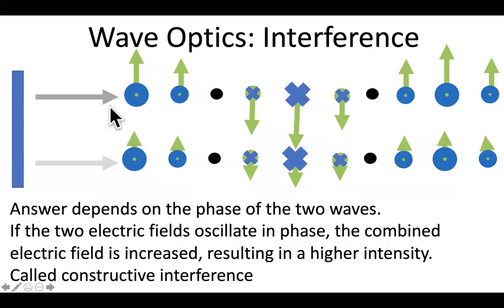Now, if the waves are like I drew them here, where everywhere this one points up, this one points up, and everywhere where this one points down, this one points down, then these two waves add together. The total electric field is the sum of the two electric fields, and you get a bigger electric field, you get a higher intensity. That kind of is what many people go to, and that's a possibility. When the two waves interact like this is what is called constructive interference.